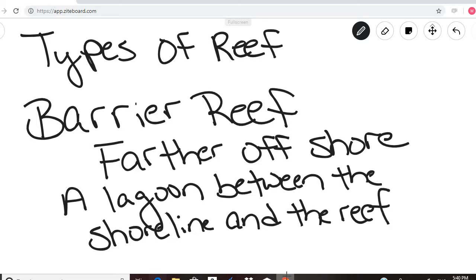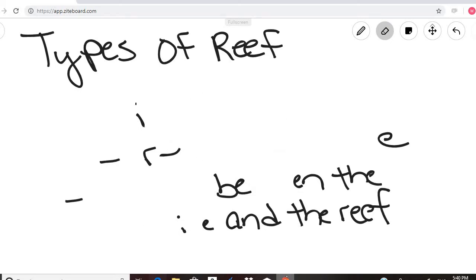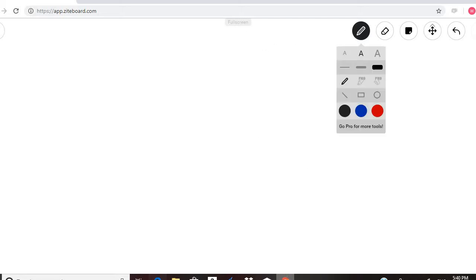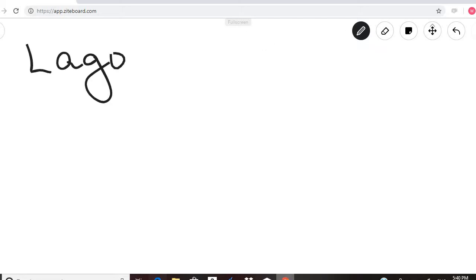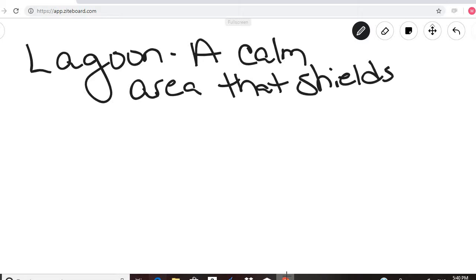So what is a lagoon? Well, a lagoon is a calm area. So the lagoon helps to shield. Okay, so a lagoon is a calm area that shields the reef from waves.